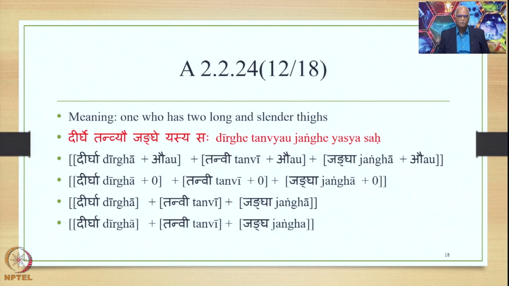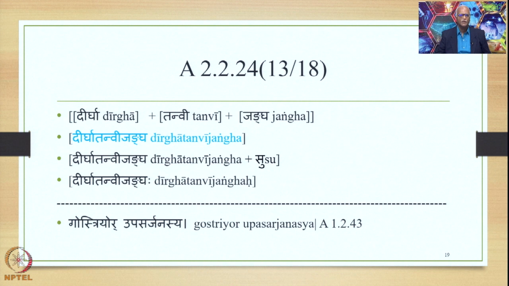So we have dirgha plus 0 plus tanvi plus 0 plus jangha plus 0. So when we bring all this together, we get dirgha tanvi jangha, and now because this is a bahuvrīhi samasa, it becomes a visheshana, and the visheshya over here is masculine, and therefore now the shortening of the form jangha happens. So we have dirgha, tanvi plus jangha, and then we join them together and we get the finally derived bahuvrīhi samasa output in the form of dirgha tanvi jangha.